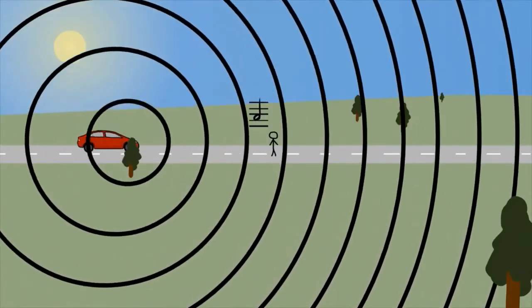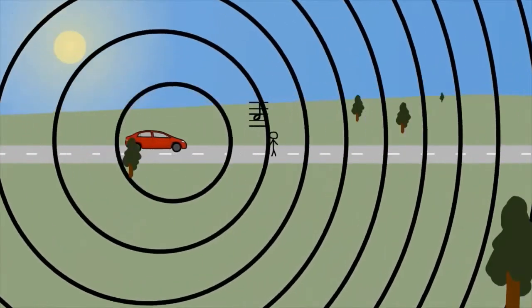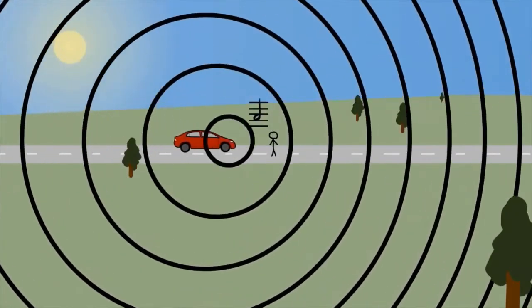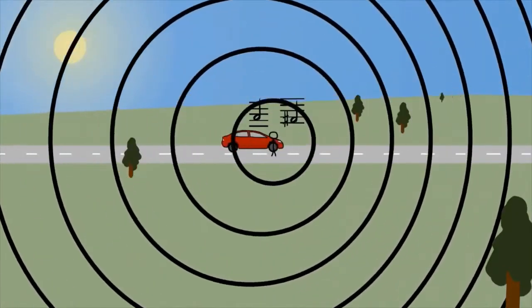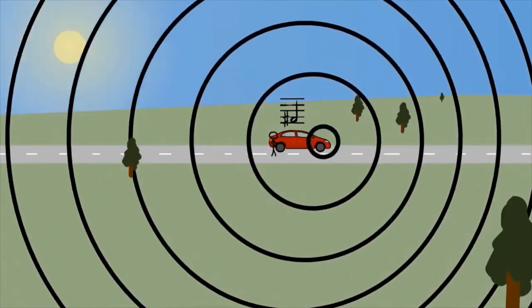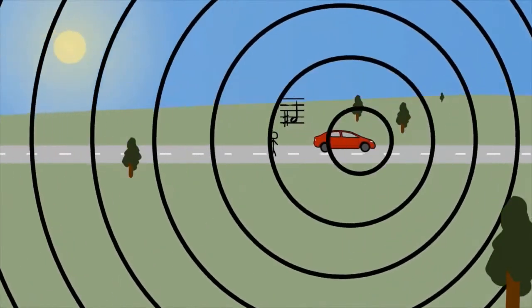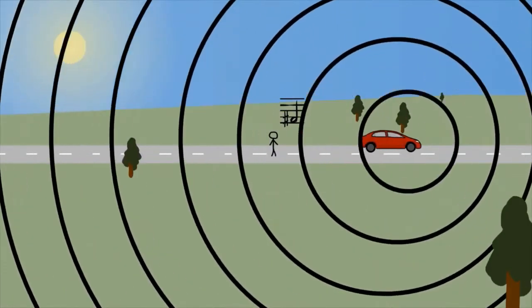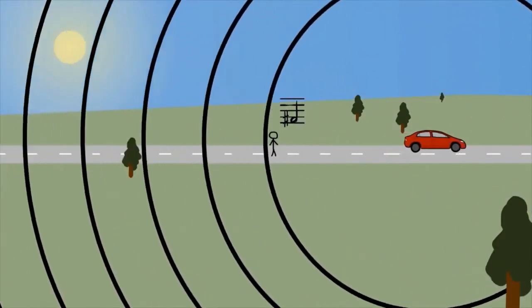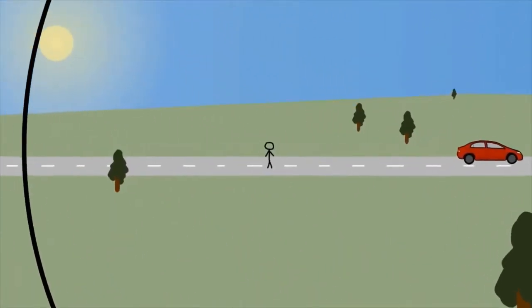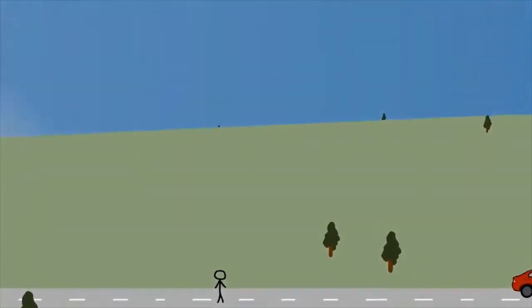are delivered to you at a higher frequency, which you interpret as a higher pitch, because the frequency of sound waves is pitch. And then when the vehicle passes you and is moving away from you, the sound waves spread out, and so you hear them at a lower frequency, a lower pitch. So that's how the Doppler effect works with sound.